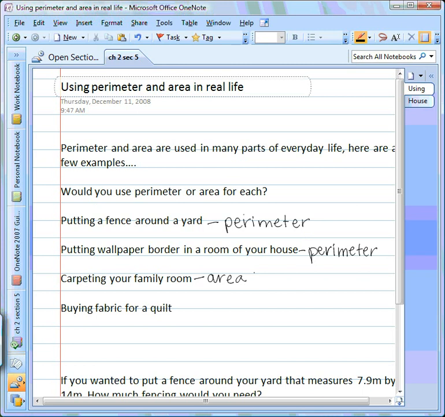And lastly, if you're buying fabric to make a quilt, would you be finding perimeter or area? Well, you'd need to find the area because the area would be all of the space inside the blanket or the quilt.